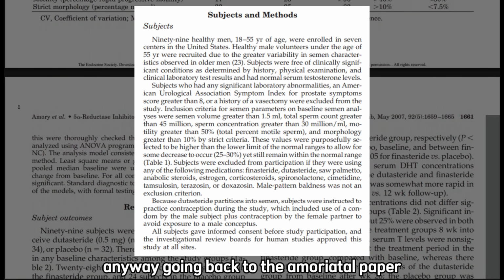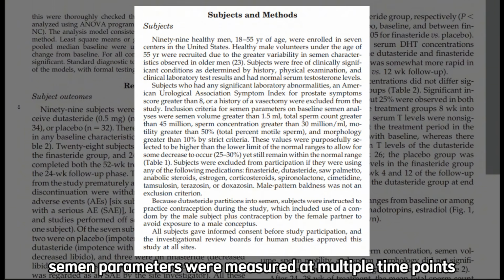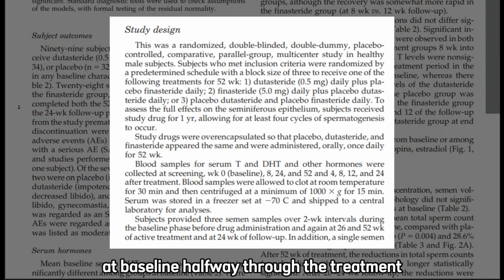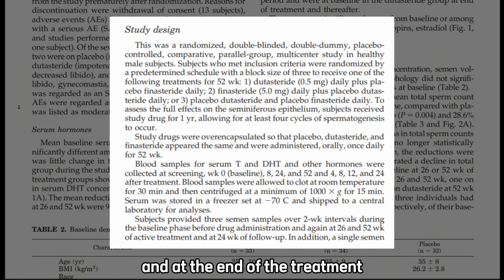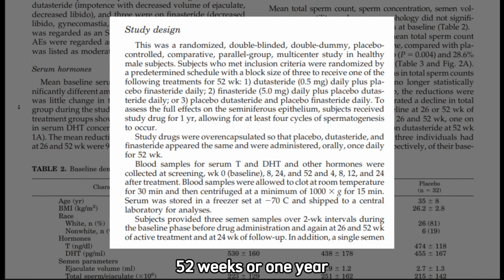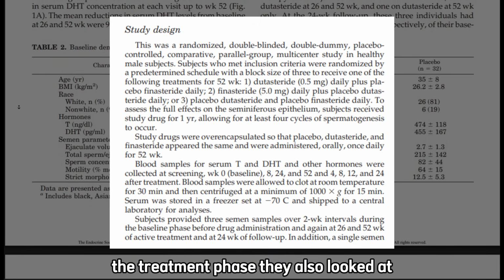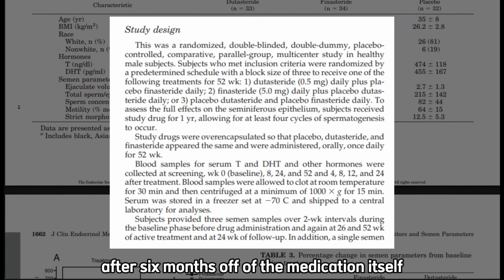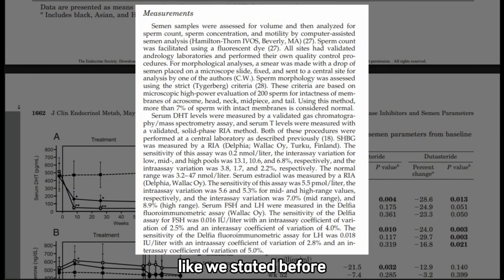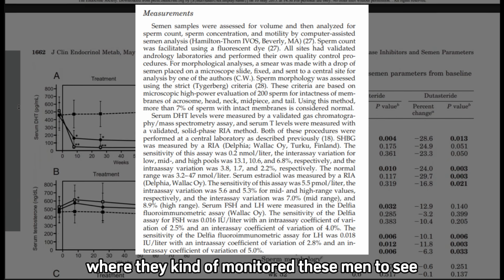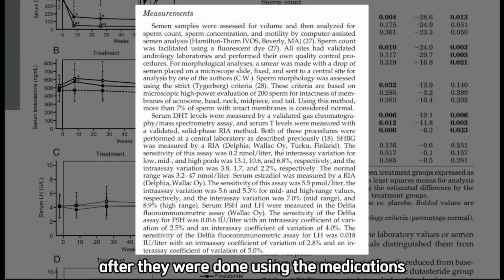Anyway, going back to the Amory et al. paper, semen parameters were measured at multiple time points. At baseline, halfway through the treatment, so 26 weeks into the overall study, and at the end of the treatment, 52 weeks, or 1 year. And also, after the formal treatment phase was completed, they looked at after 6 months off of the medication itself. So there was an additional 24 weeks, like we stated before, where they monitored these men to see what was happening with their semen after they were done using the medications for a year.